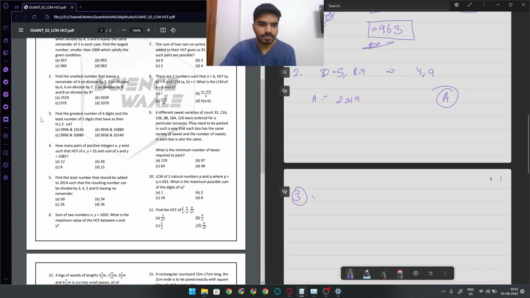Find the greatest number of 4 digit and the least number of 5 digit number that has their HCF as 147. So 147 is actually 49 into 3. That means 3 into 7 squared. This is the time factor addition.